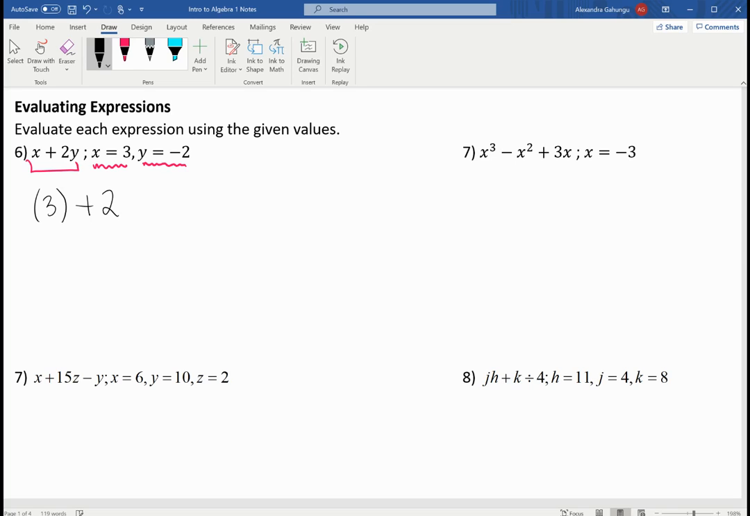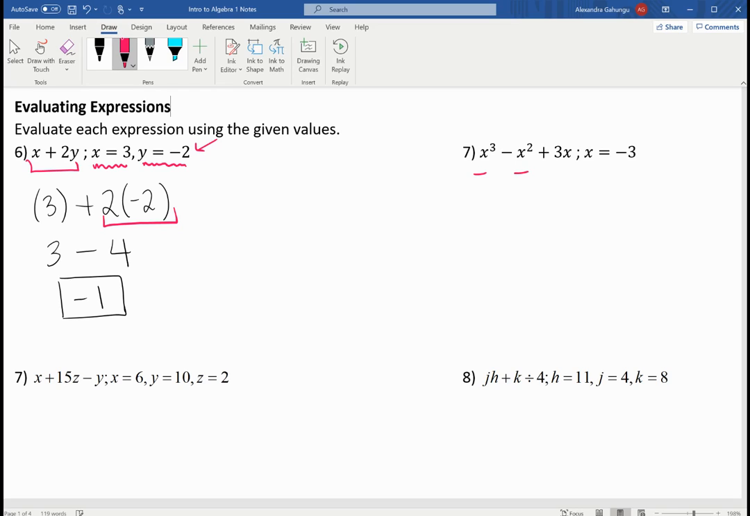And then I also notice that y is equal to -2. So wherever I see y, I'm going to plug in -2. So basically I'm replacing. And so 3 is just 3. And now we have to use our order of operation rules. 2 times -2, we get -4. And so 3 minus 4, we get -1. So that's evaluating our expressions. We're given a value, so we use that to figure out what the value of our expression is.